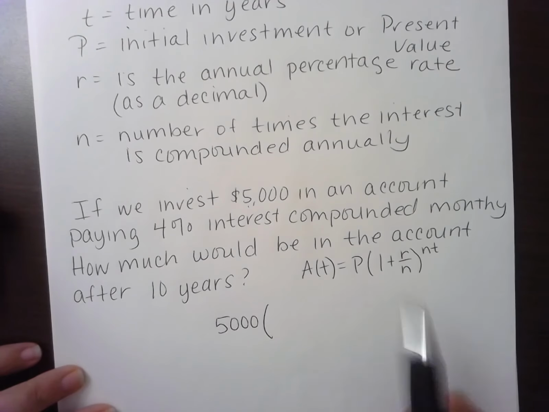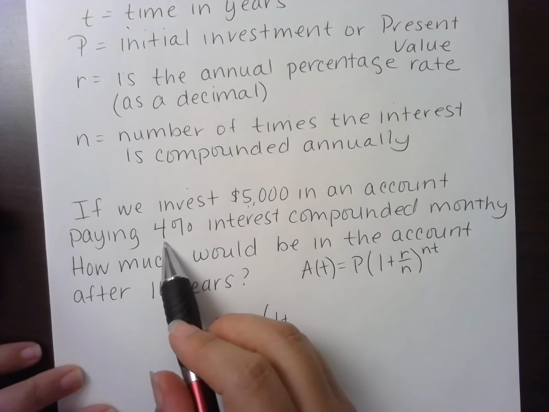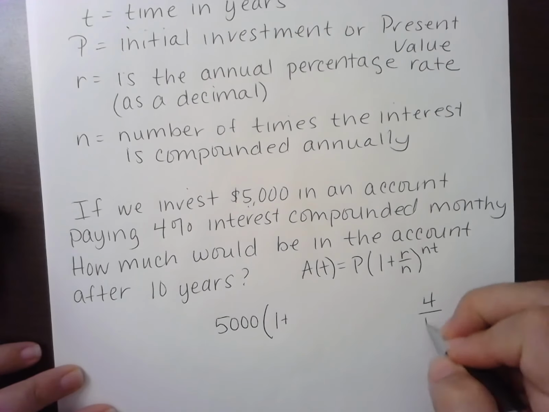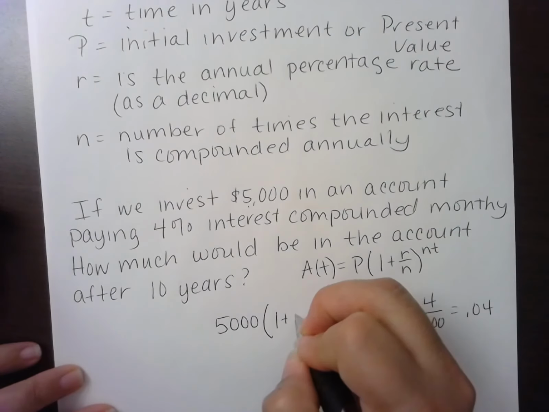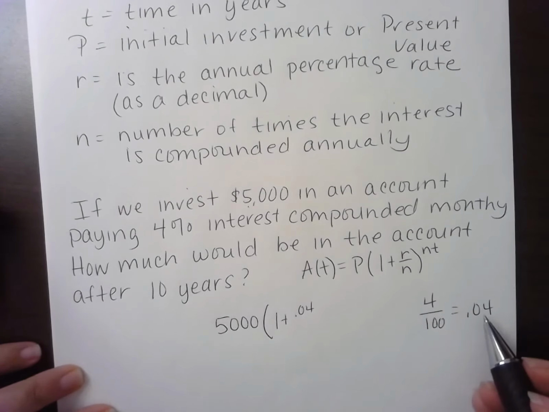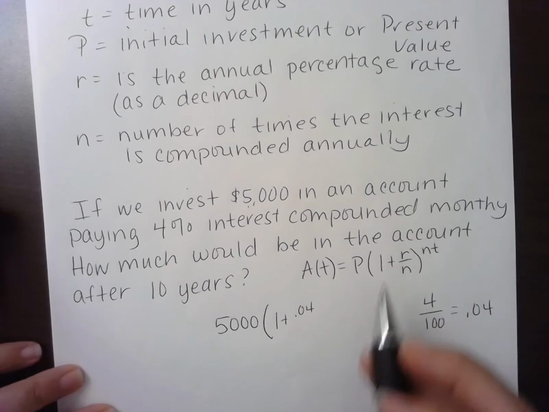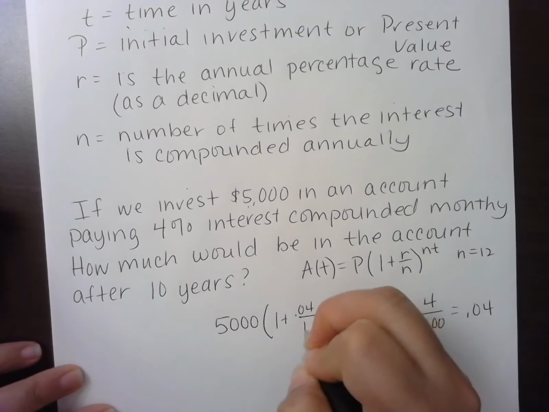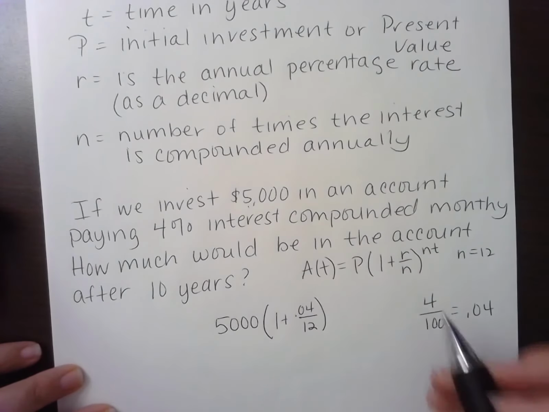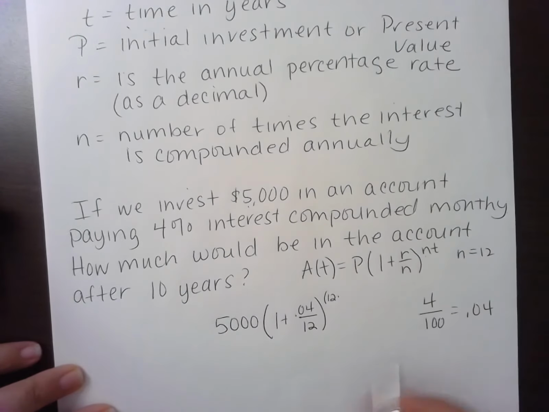So the rest is just 1 plus, then my rate here is 4%, right? So I take my 4 and divide it by 100 to get 0.04, which is my rate as a decimal. Dividing by 100 moves the decimal place back 2 places. If you don't believe me, play with it. It's compounded monthly, so in our case, N equals 12. There's 12 months in a year, so 12 is our N, and then raised to the N times T, our N is 12, and our T is in years, so we're good to go.